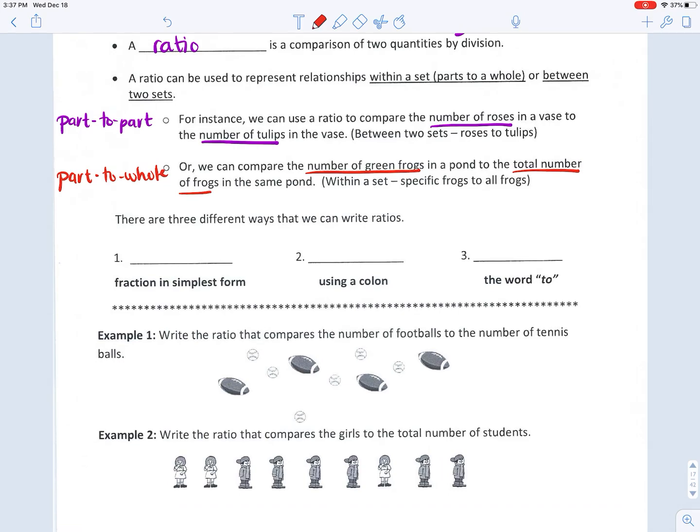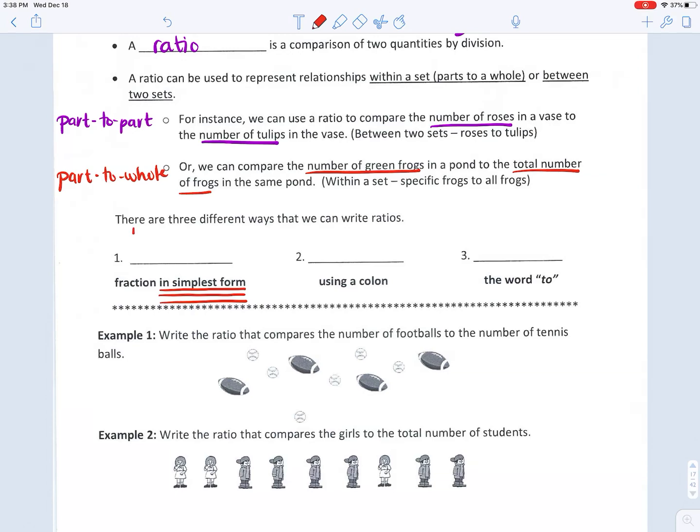First way is a fraction, and I want to highlight and emphasize these last three words behind it. Fraction in simplest form. I'm going to make 2 underlines. No, I'm going to make 3 underlines. We need to simplify our fractions here. Well, how do we do that? Let's review how we do that.